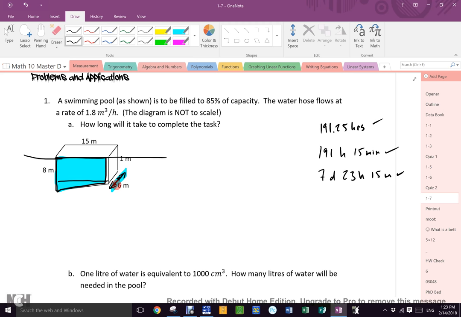But there was a problem here. You had to pay attention that it was only 85%. So once you got the volume, which was, I believe, 405, you had to multiply by 0.85 to get 344.25 meters cubed. Yeah? And then you had to divide that by, what was it, 1.8. So that's what you had to do.